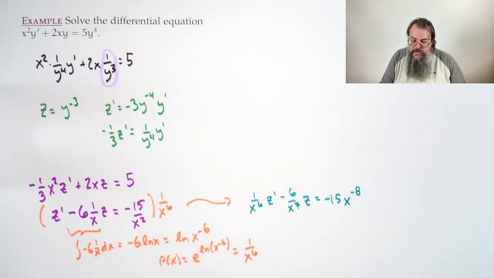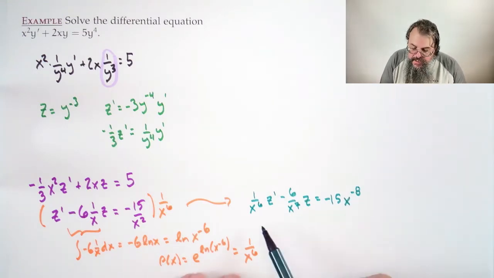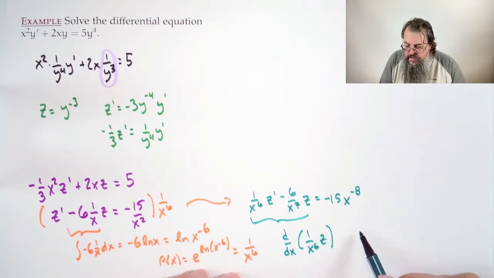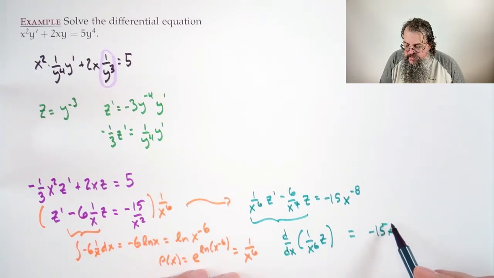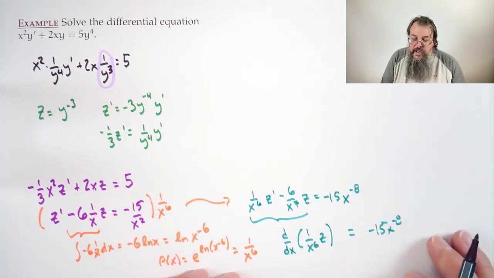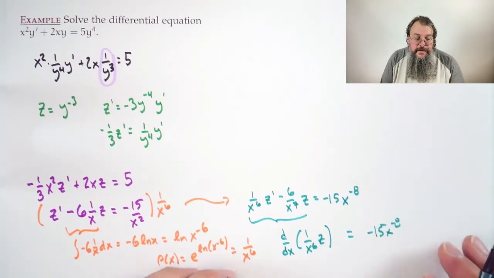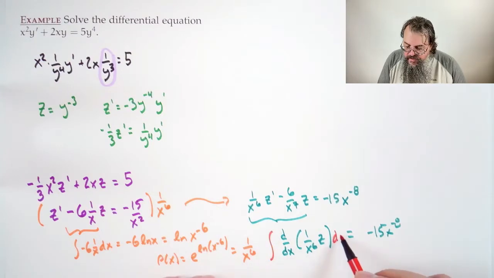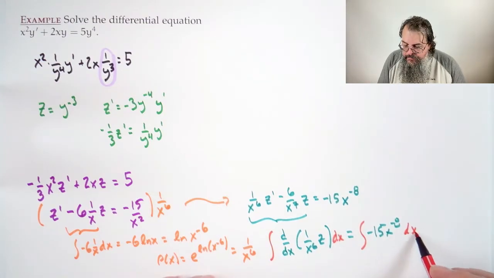All right. Well, by design, this left-hand side is the derivative of 1 over x to the 6 times z, and the other side, minus 15 x to the minus 8. But the point here is these are not bad. These are things that we can integrate. We can integrate both of these things. So we integrate, and we integrate.